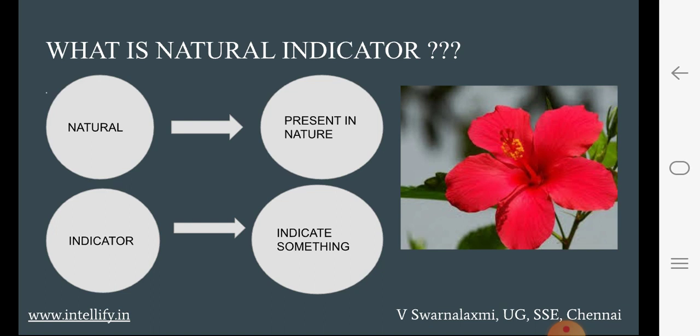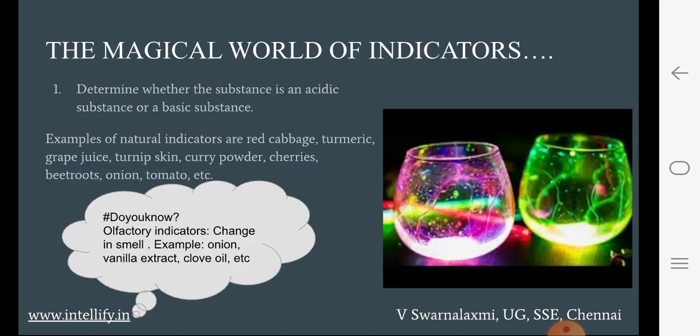So, a natural indicator is a substance which helps us in distinguishing between an acid and a base. This is the basic definition of a natural indicator. There are many types of natural indicators. Before going into detail about natural indicators, I would like to give you some extra knowledge and a little bit of in-depth one about the natural indicators.